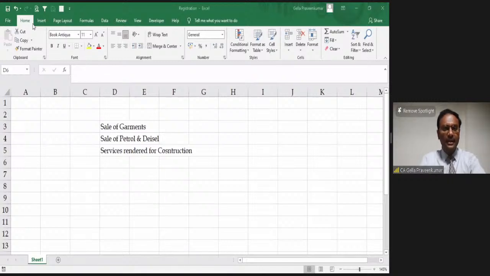Meanwhile, let me take one question. There's one question from Padmanabhan. Padmanabhan says, is there a difference between nil rate of tax and zero rate of tax? Fantastic question. He is asking whether there is a difference where the rate of tax is mentioned as nil and where the rate of tax is mentioned as zero.